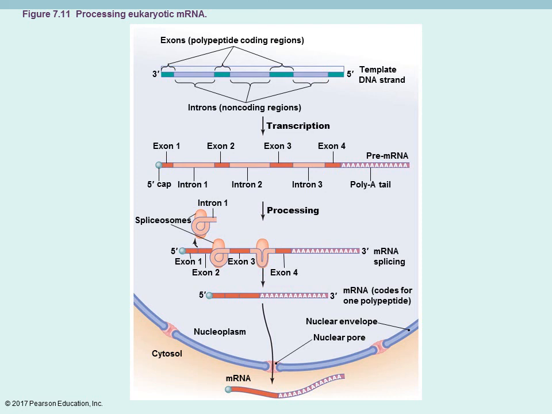Splicing. This occurs only in eukaryotic cells. There is a lot of extra material on the DNA, and that's referred to as introns.